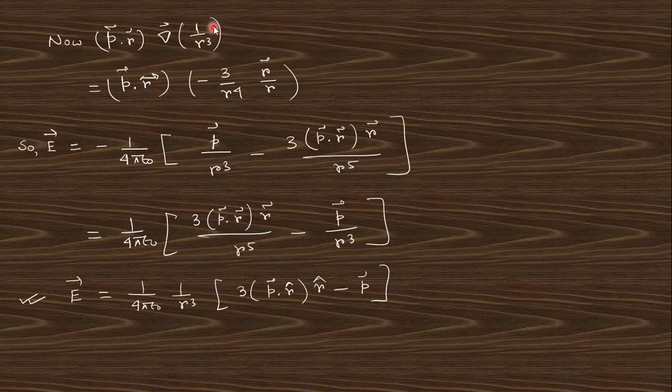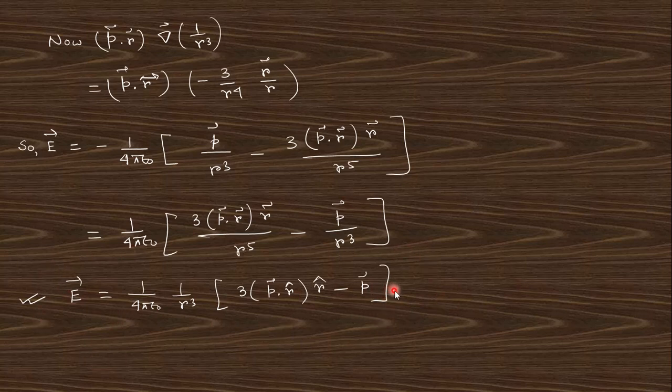And in the case of 1 by r cube, this is nothing but the derivative with respect to r with an r cap. So if we take the derivative, this is minus 3 by r to the power 4, and r cap is r vector by r. So if you put these two expressions in the electric field expression, you will finally get this expression. And if you take this as r vector, r into r vector, then this becomes q, which can be taken as common. Okay, so finally we get the electric field due to a dipole.